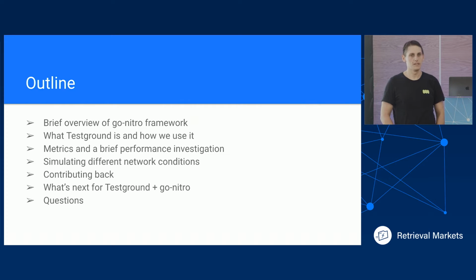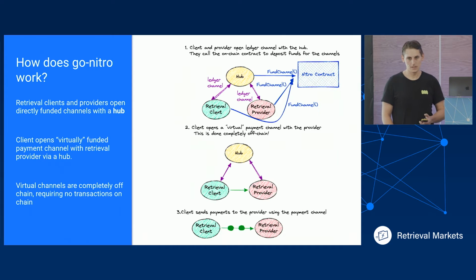I'll chat a little bit about how we can mock different network conditions and how that affects our metrics. And I'll talk a little bit about how we're trying to contribute back to the Testground project and what's next for Testground and Go Nitro, and then I'll leave some time for questions at the end.